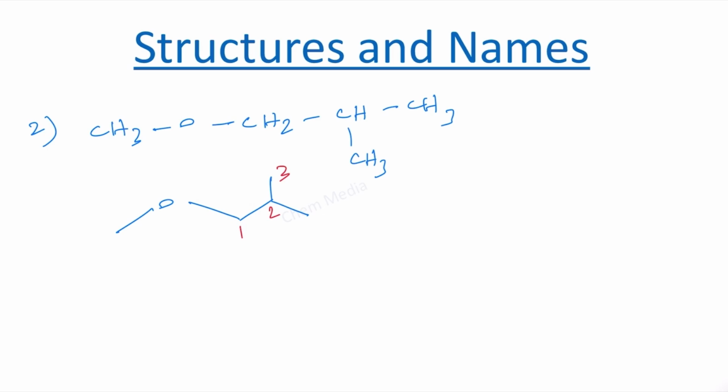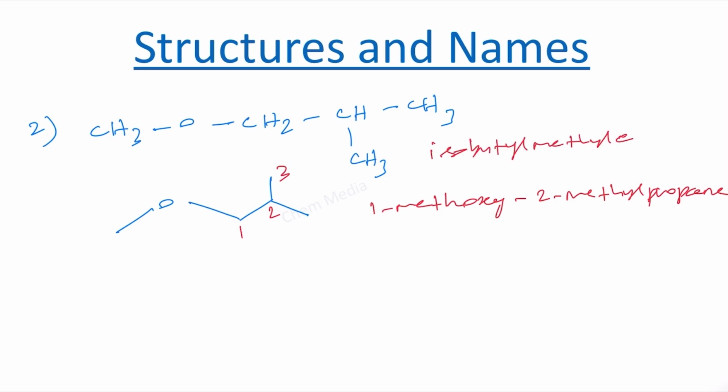We have a methyl group at 2 position and the IUPAC name for this is again 1-methoxy. We should not write the methyl group first because as per alphabetical order methoxy wins. 1-methoxy-2-methylpropane, that is the IUPAC name, and the common name is isobutyl methyl ether. One easy way to remember about isobutyl is there will be a methyl group at 2 position.